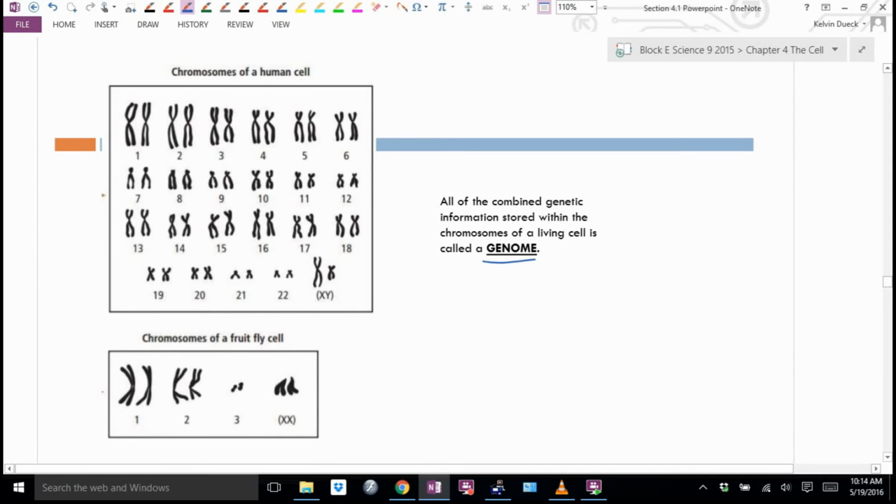Fruit fly cell, a little simpler. It's got 4. We have 23. These ones are special, the X and the Y chromosomes. Does anybody know what the X and the Y chromosomes do? Okay, it's those two, while you're developing as a fetus, that determine whether you're going to be a boy or a girl. They're the two that determine gender. Let's talk about that.